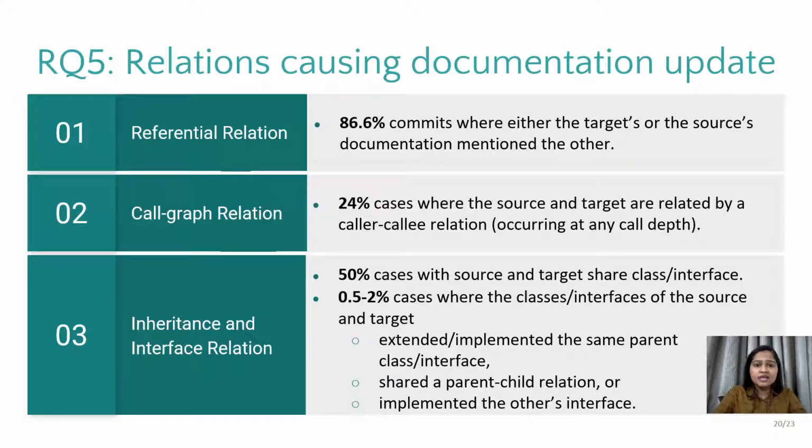Inheritance aims at propagating properties to a child class. A change in either the parent or its child must not violate these properties. Similarly, an interface provides abstractions that the implementing class must adhere to. These relations explain possible causes of dependencies in documentation.